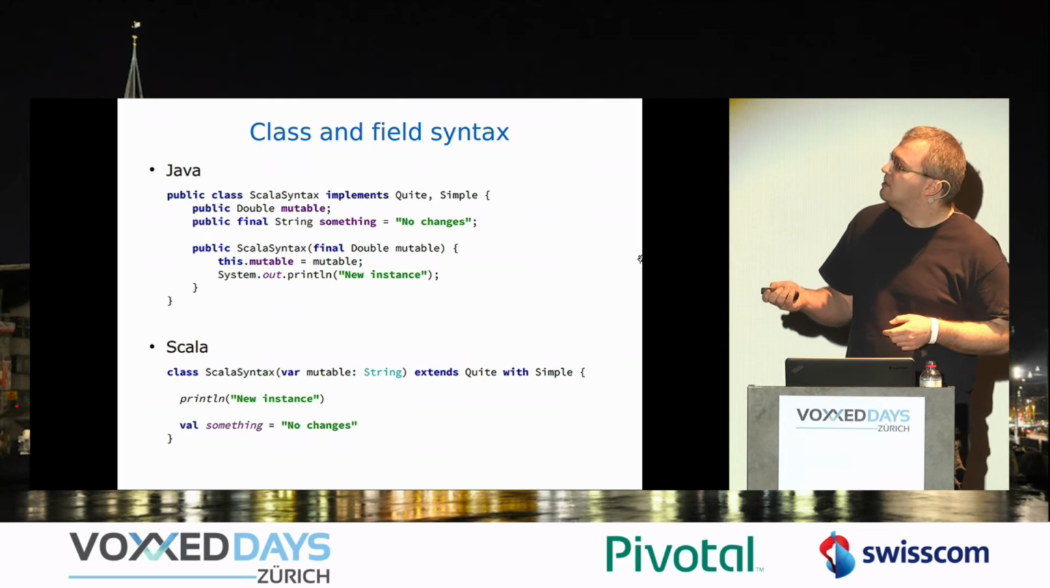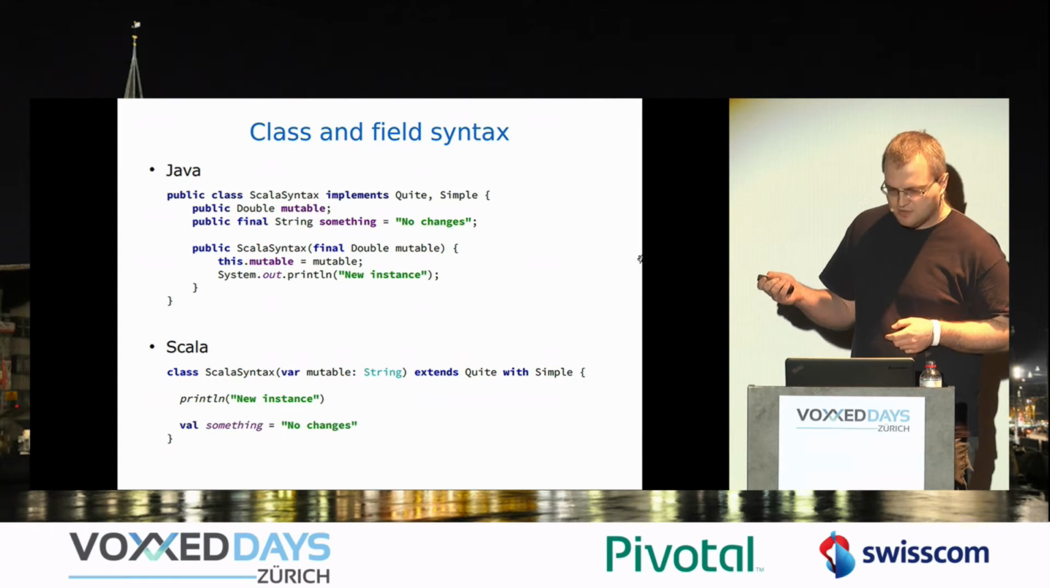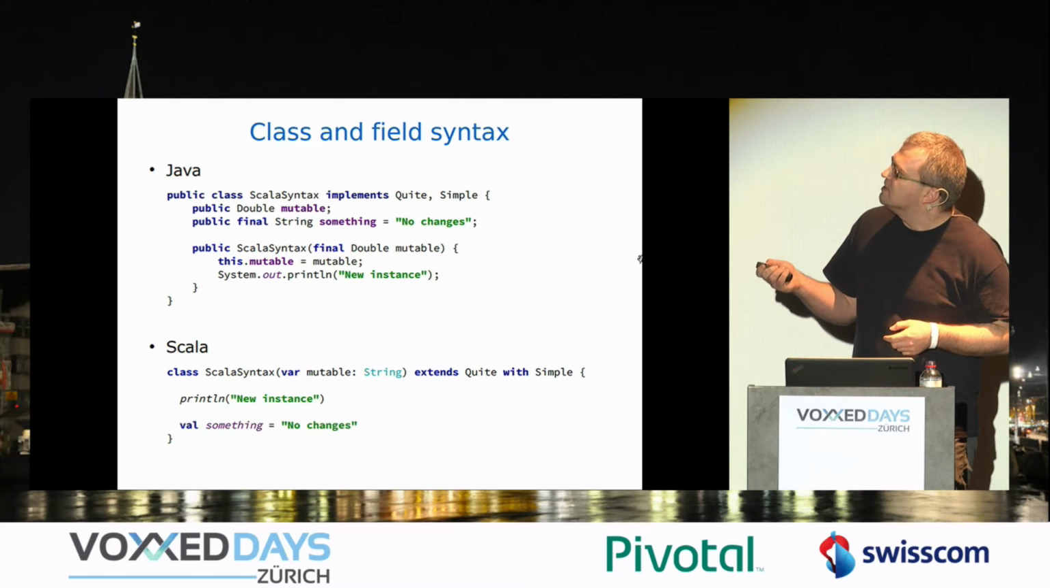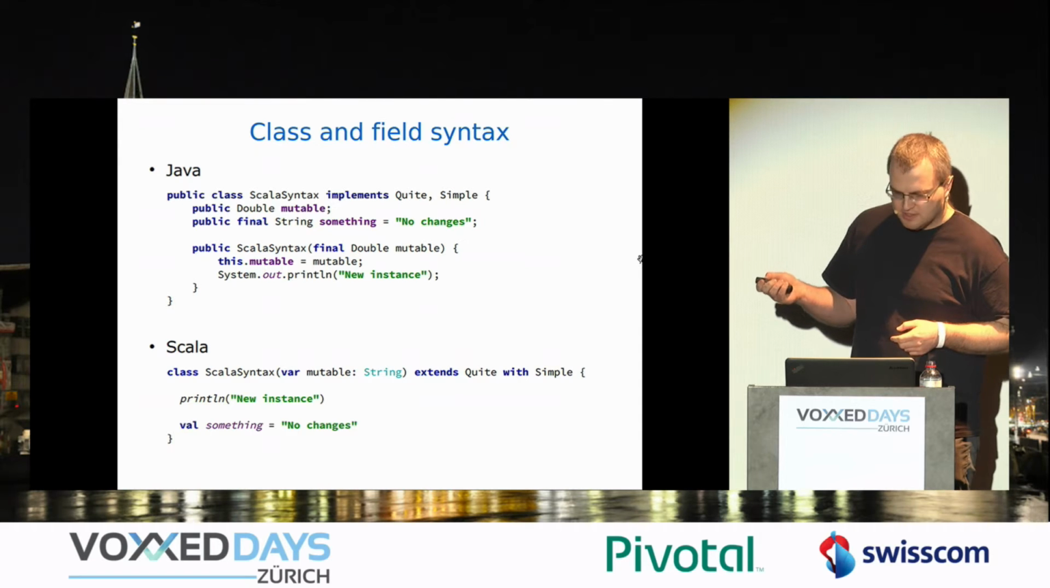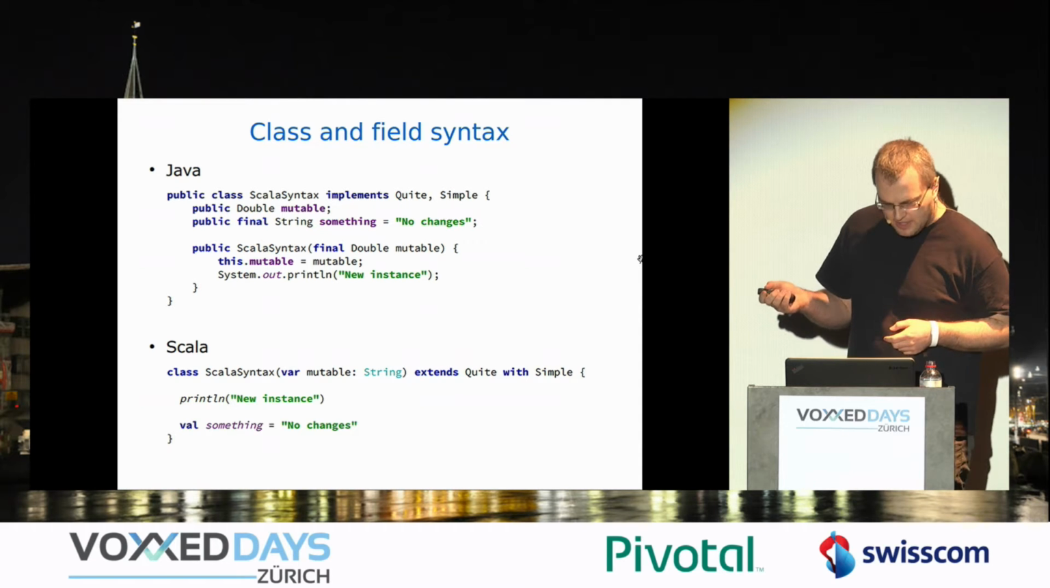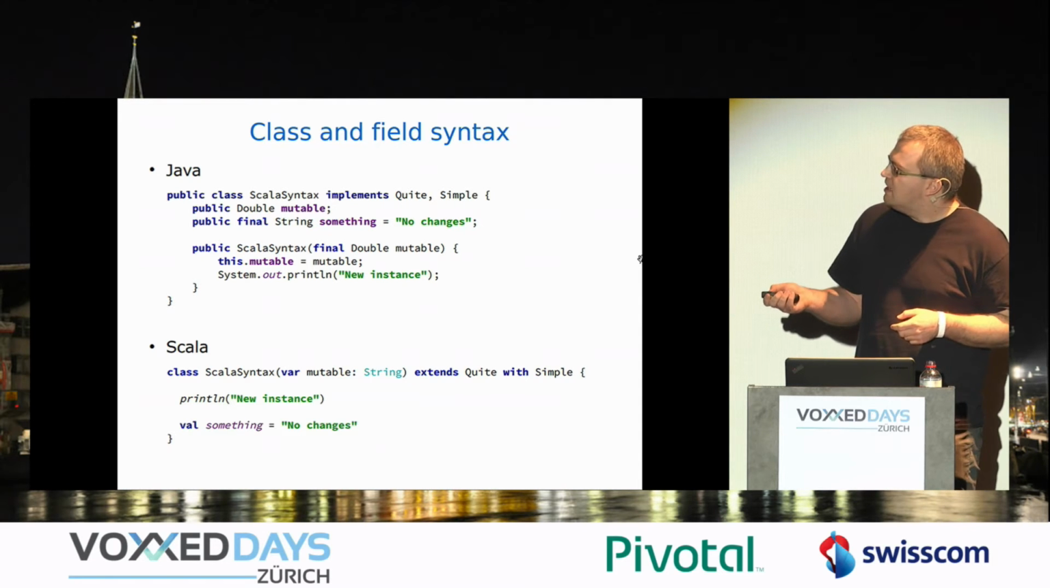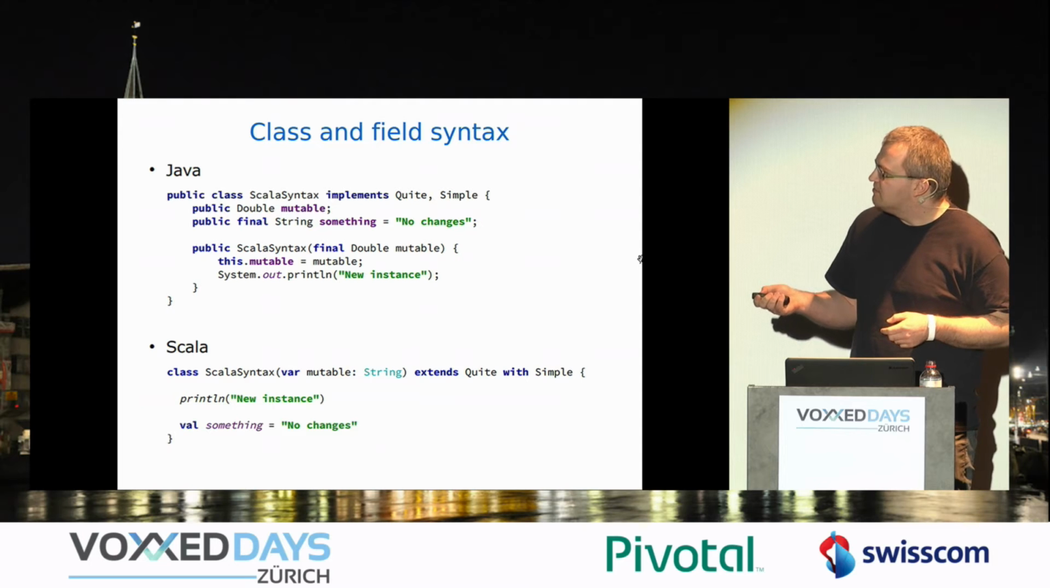We can look at some other syntactic constructs. So let's look at class and fields. We have here a simple class which has a simple constructor, it has a property, and it inherits from some interfaces. So this again should be a very simple example in Java. And when you create an instance, it actually prints something, a new instance, hello. In Scala, the syntax is a bit less verbose again.